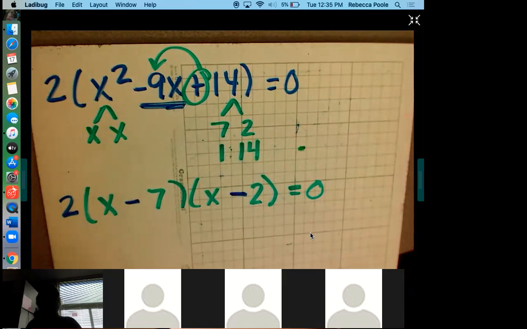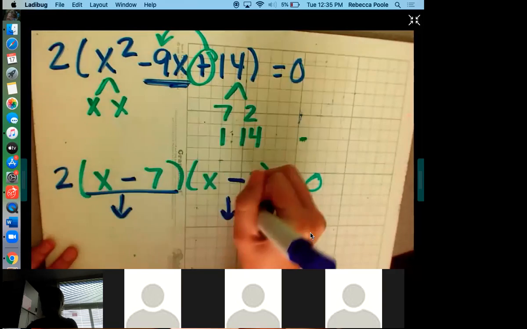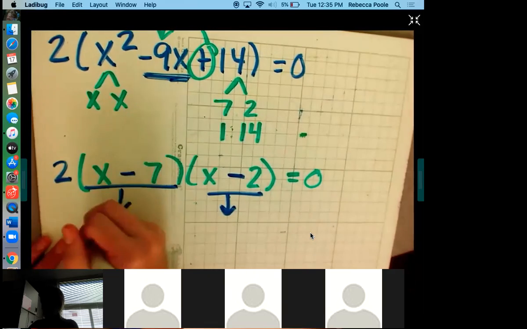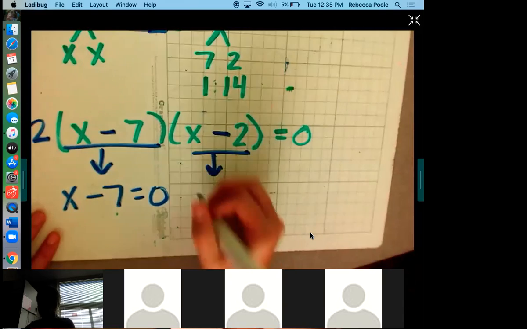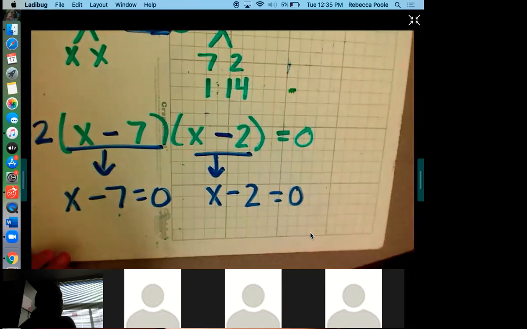Okay, he taught you a shortcut. That's fine. Make sure you know why you're flipping the signs. I take both of my factors and set them equal to 0. So we should have x minus 7 equals 0, or x minus 2 equals 0. And then you're just going to solve for x.